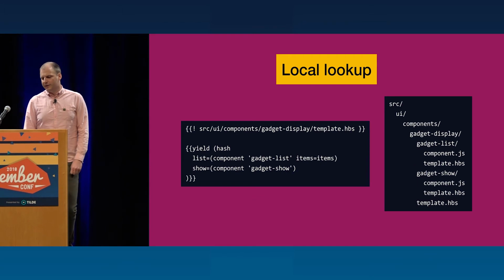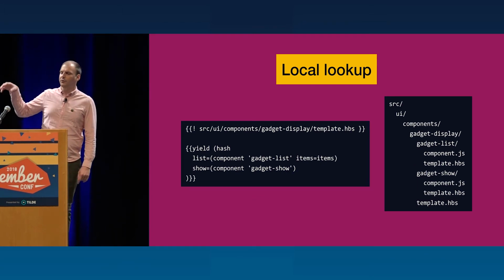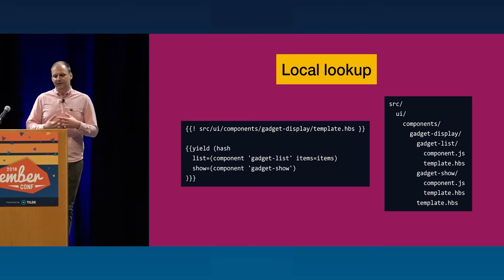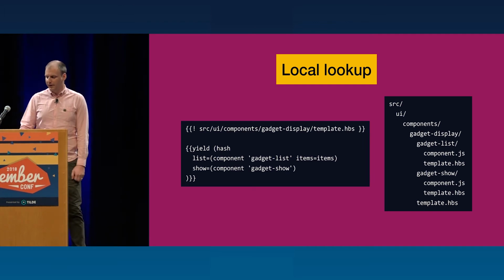And of course, you can use a contextual component to do that as well. You could have your list and show, and you just close over the local thing from local lookup and yield it out. And now you have a completely private interface in gadget list and gadget show, but you're able to expose some of it to other consumers. Say you're writing an add-on or something like that, or just an abstraction in your own application.